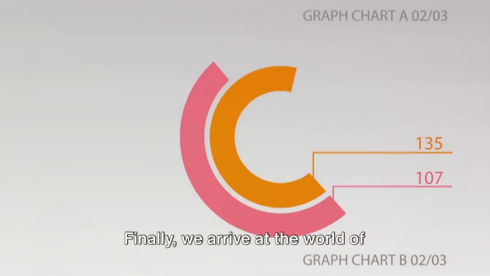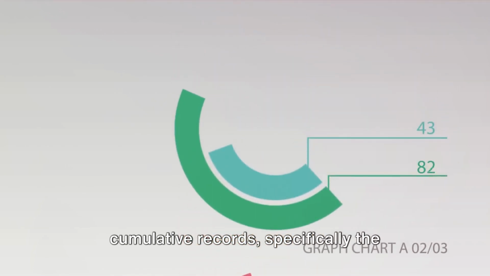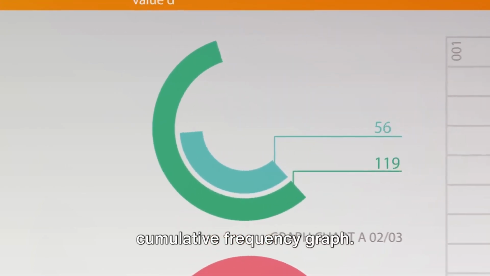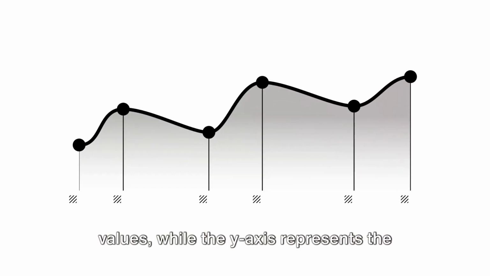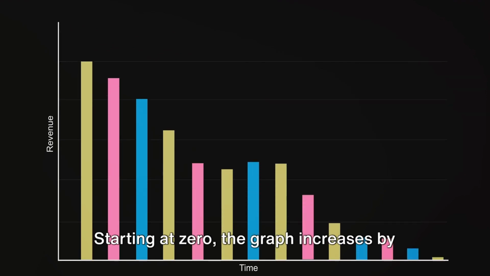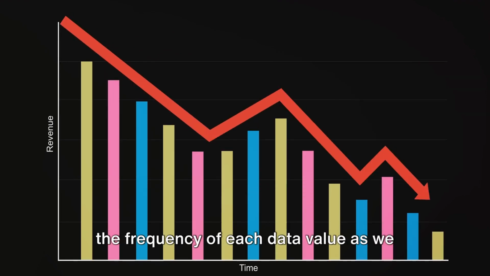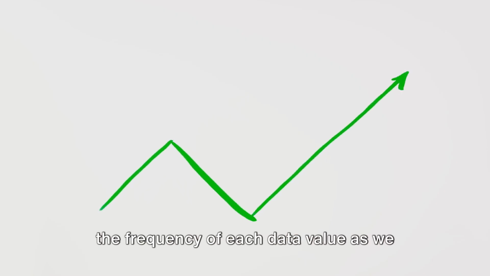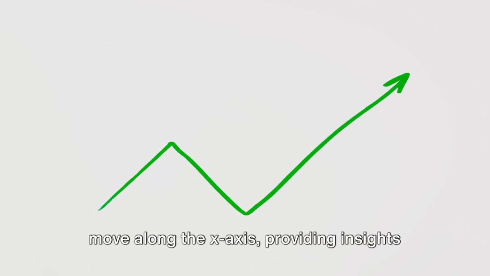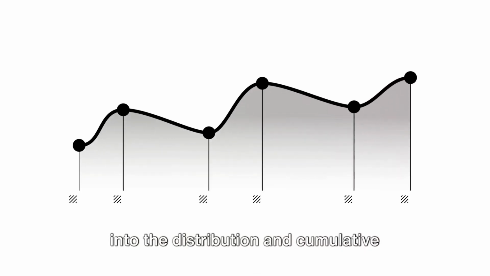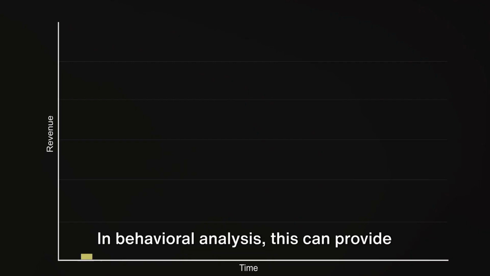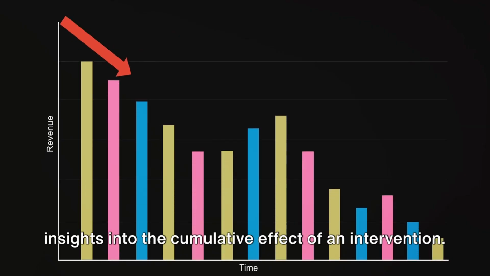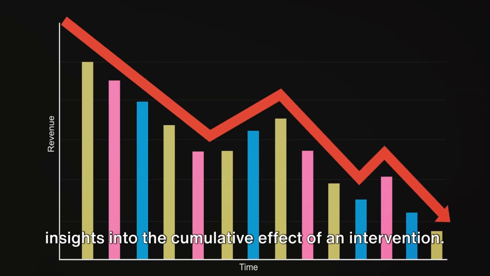Finally, we arrive at the world of cumulative records, specifically the cumulative frequency graph. Here, the x-axis showcases the data values, while the y-axis represents the cumulative frequency. Starting at 0, the graph increases by the frequency of each data value as we move along the x-axis, providing insights into the distribution and cumulative pattern of the data. In behavioral analysis, this can provide insights into the cumulative effect of an intervention.